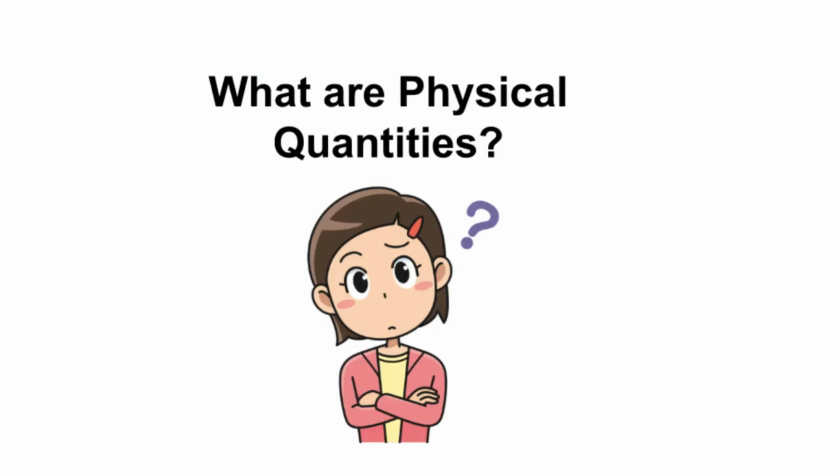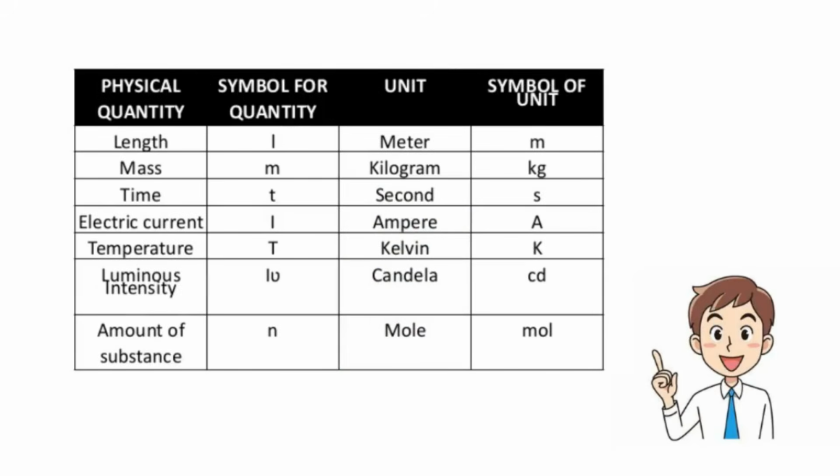So what are physical quantities? Physical quantities are those quantities that can be measured. These are quantities that are used to describe the laws of physics. Here in this picture, we have length, mass, time, electric current, temperature, luminous intensity, and amount of substance. Yes, all of these are physical quantities.